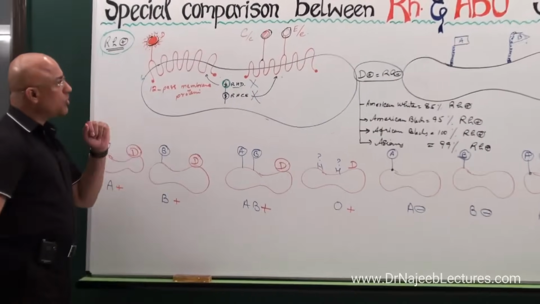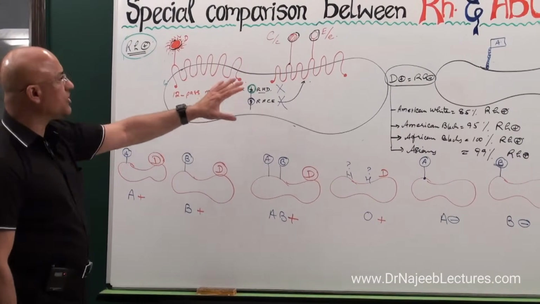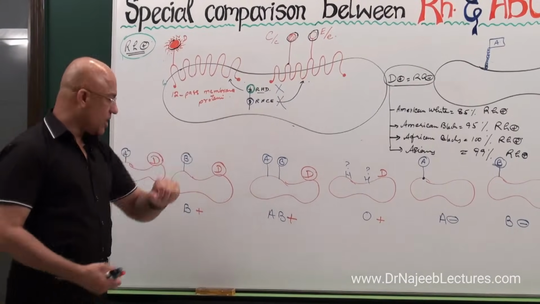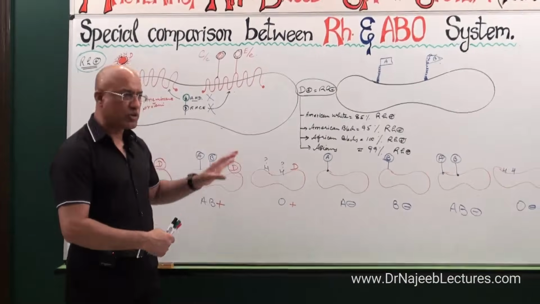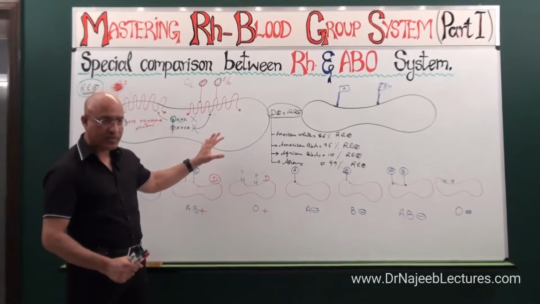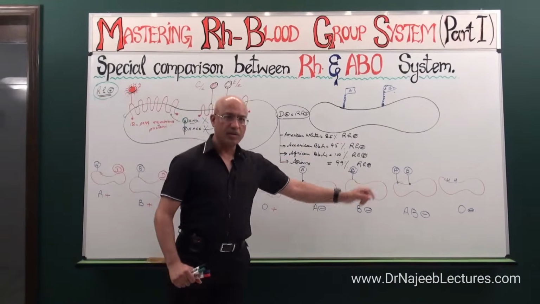Now, after this, we'll discuss other aspects of these antigens, right? First, we'll have a break, and then after that, I will continue with some important clinical differences between the Rh antigens and ABO antigens.